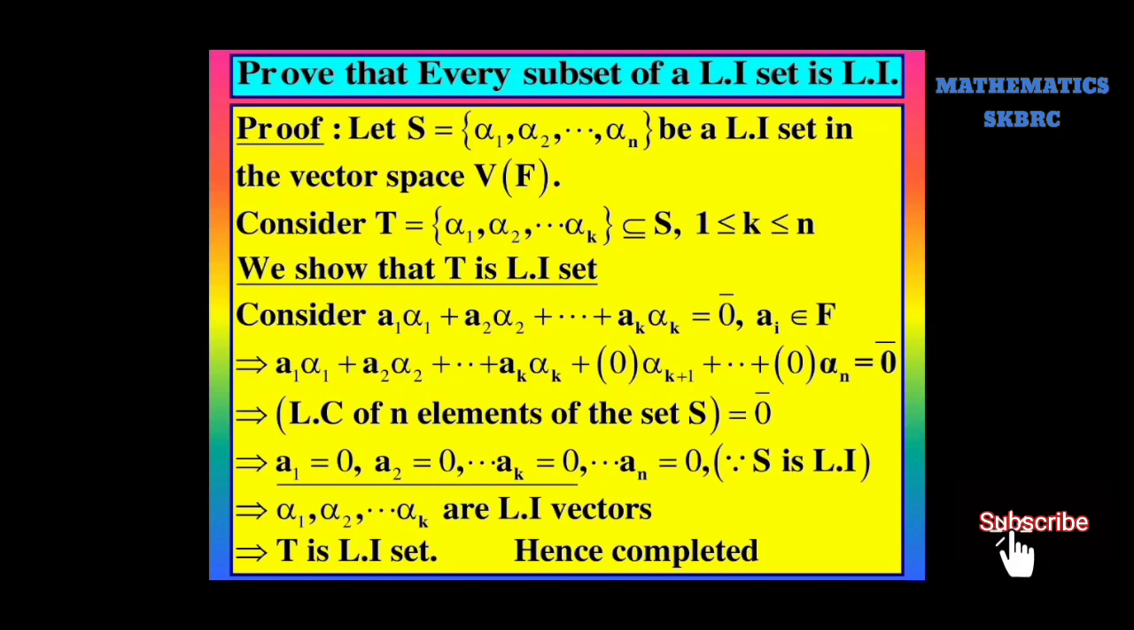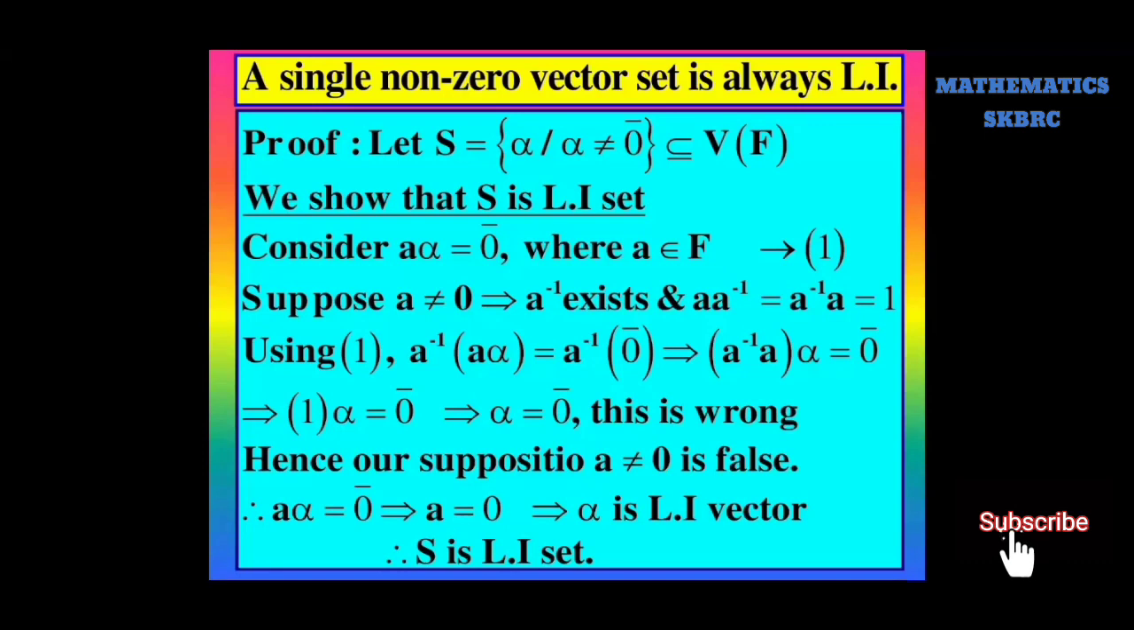Since S is an LI set, all the coefficients of alpha 1, alpha 2 and so on alpha n are 0. That is, all scalars must be 0. That is, a1 equal to 0, a2 equal to 0 and so on ak equal to 0, ak plus 1 equal to 0 and so on an equal to 0. Here the k scalars a1, a2 and so on ak are 0, then the k vectors alpha 1, alpha 2 and so on alpha k are LI vectors. Since T contains k vectors, that is, T is an LI set. Hence completed the result.